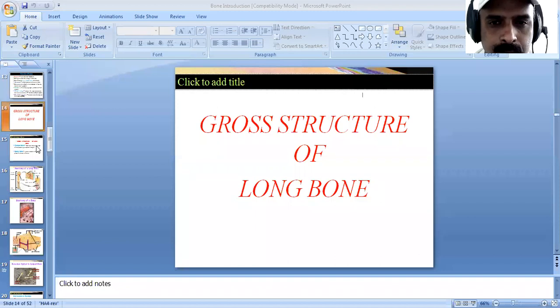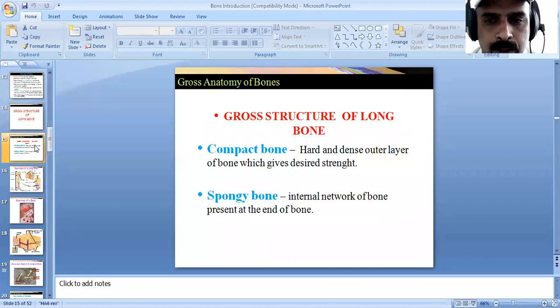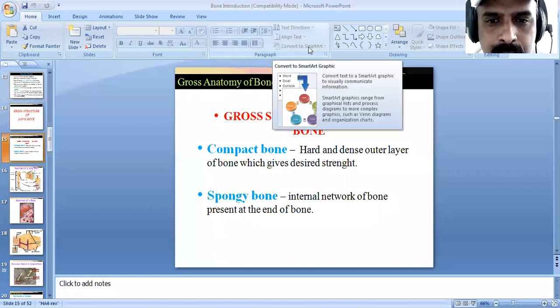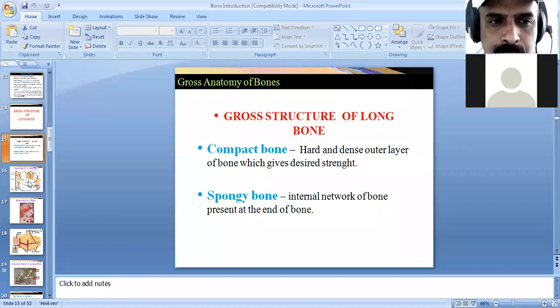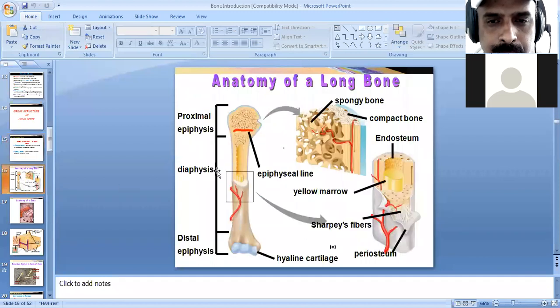In this structure of long bone, you have to remember there are two components which we are going to get in the gross structure of the bone. First, as we see the bone, it consists of two types, that is the compact bone and spongy bone. In this, you have to know the compact bone. When you see the slide, you are going to get the compact variety of bone.